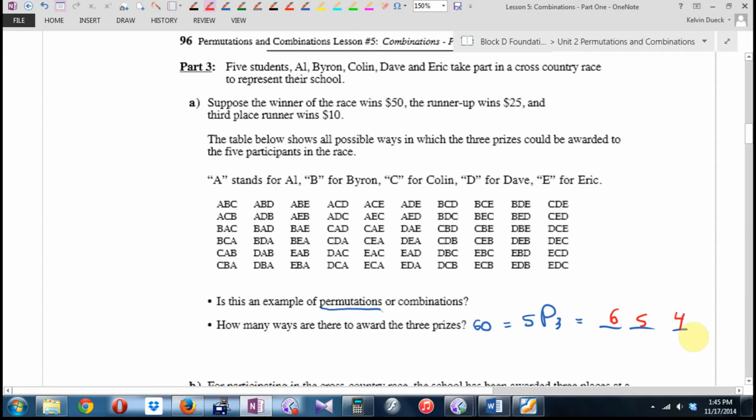The worst one is this one here, listing them and counting. But we're making a point this time. So how many ways are there to award the prizes? 60.